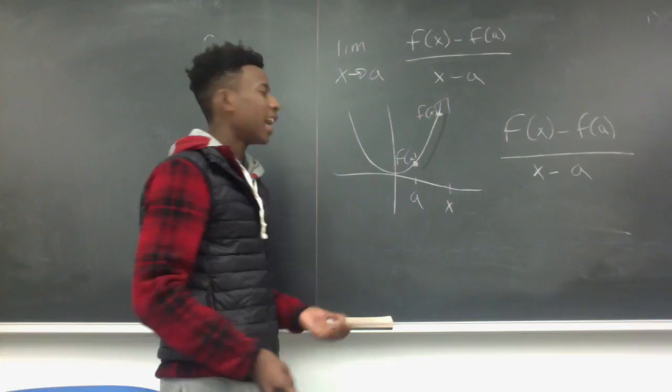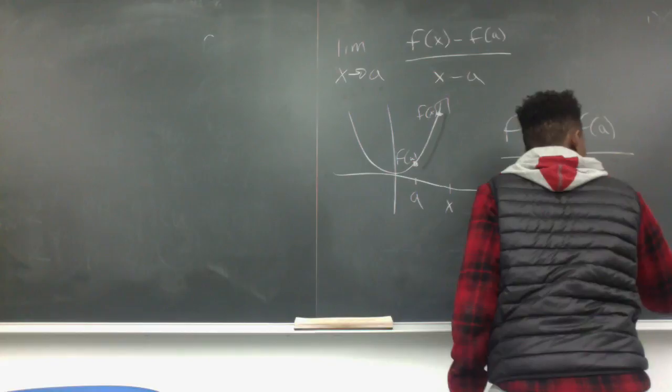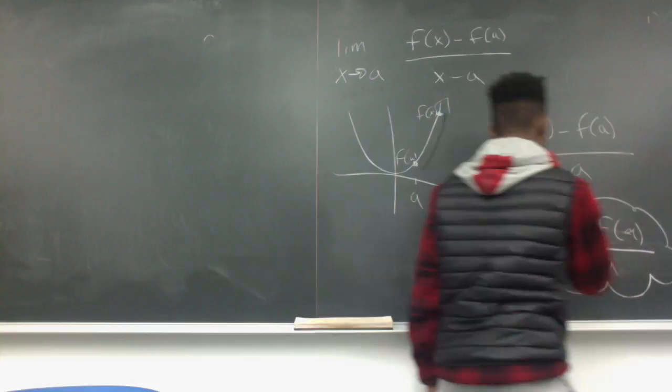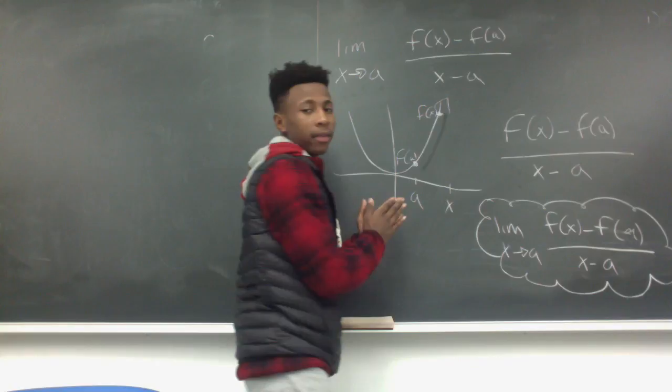So we want the limit as x approaches a of f of x minus f of a over x minus a. This right here is your definition of the derivative. It is simply rise over run. However, we are making the two points converge into one, and thus we get the slope at a specific point. Not too bad.